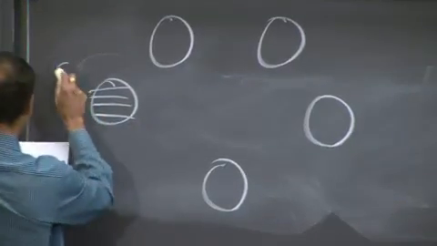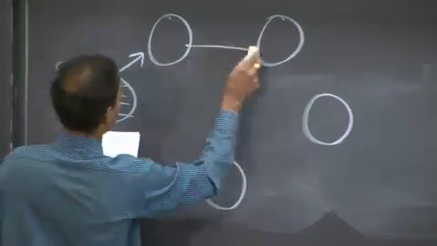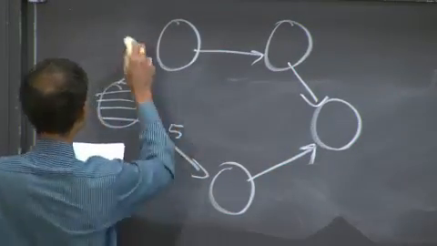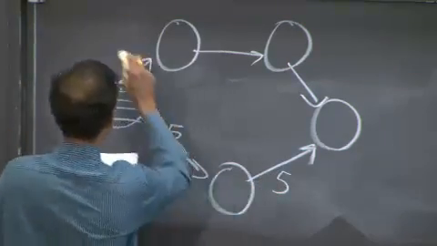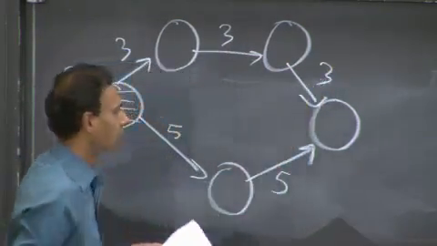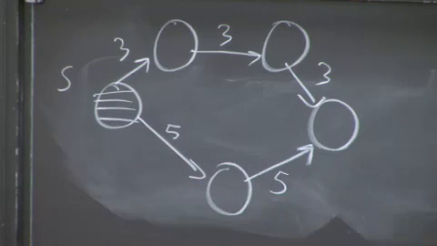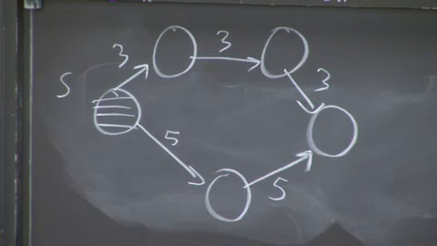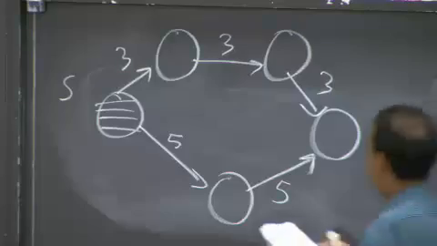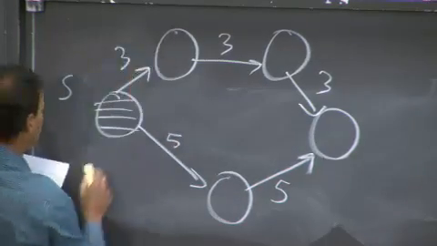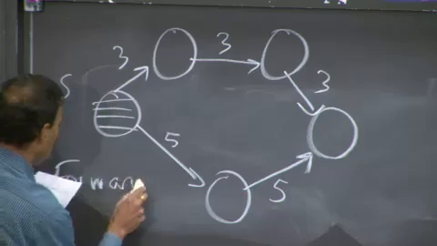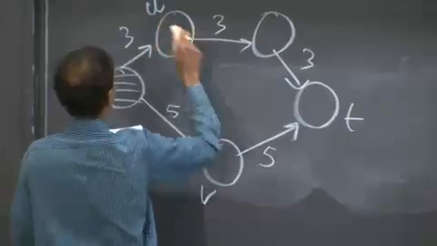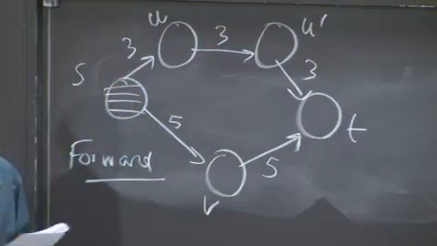So that's my S over here, and I have a fairly straightforward graph. I have 5, 5, 3, 3, 3. So we don't need a computer program to tell us that the shortest path from S to T is the path with 3 edges that goes on top, which has a weight of 9. All right? So this is the forward search. And I'm going to call all of these vertices names. So I have U, U prime, T, etc.